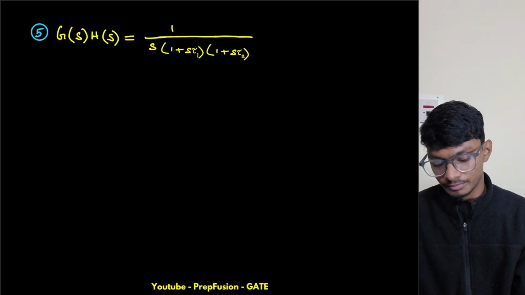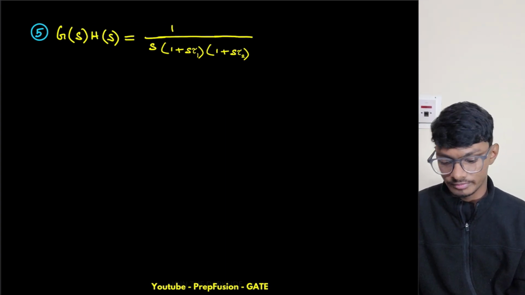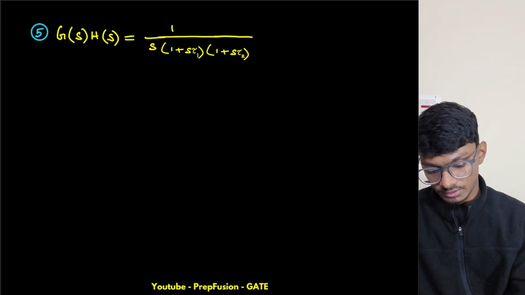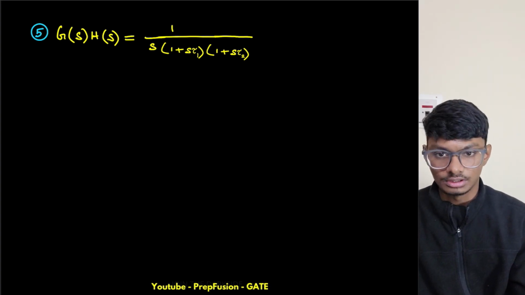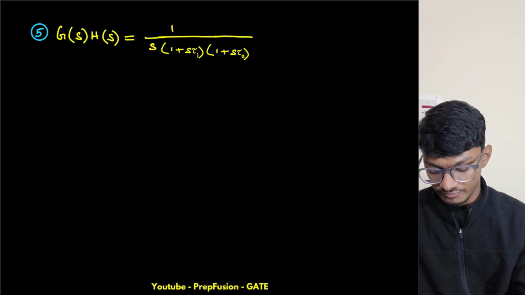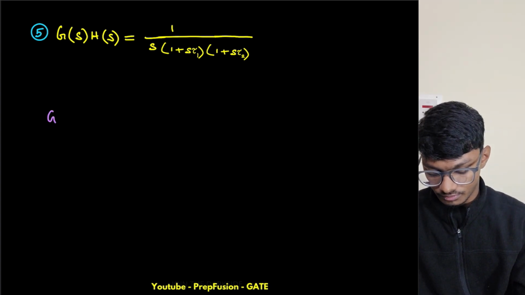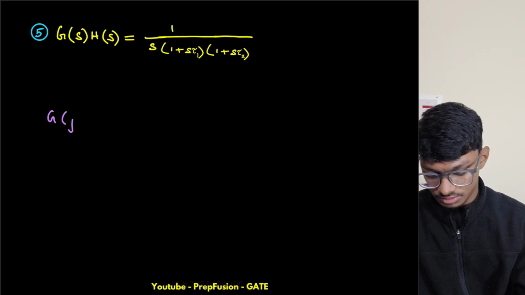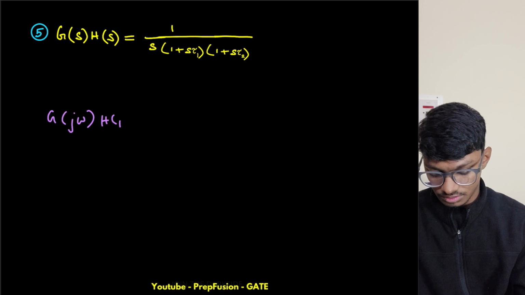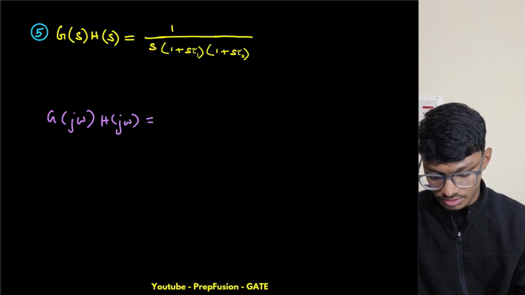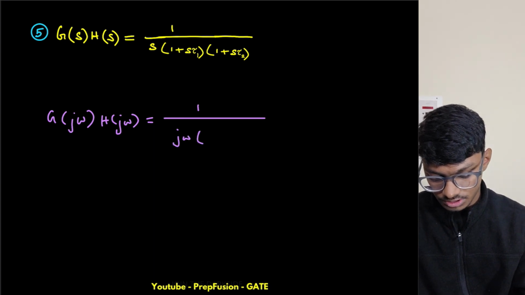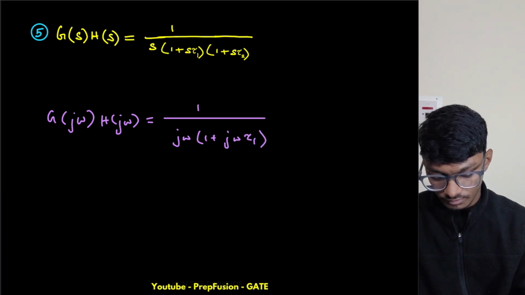For simplicity, at a later stage I will make tau 1 equals tau 2, but for now I'm not doing it. Again we'll use the second method. First put s equals j omega; that will be my frequency response. So H of j omega is 1 by j omega into (1 plus j omega tau 1) into (1 plus j omega tau 2).